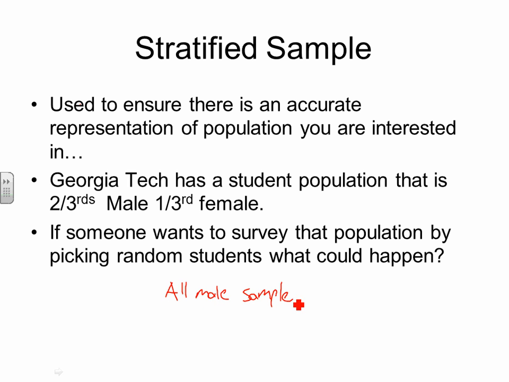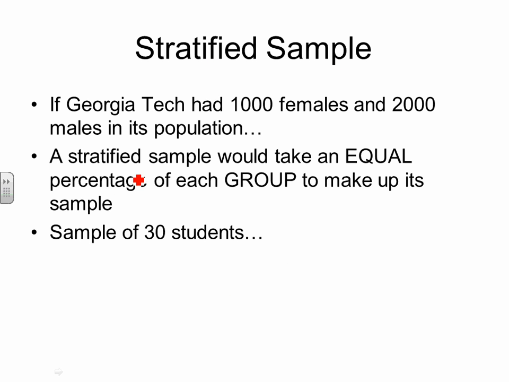And say Georgia Tech wanted the opinion of the cafeteria food that they serve. You probably want to make sure you are sampling a good representative of your population. So you want to make sure you get males and females. So sometimes just a simple random sample will not give you that. So instead, we would do a stratified sample, which would be you would take an equal percentage of each group, and it's an equal percentage of each group to make up your sample.